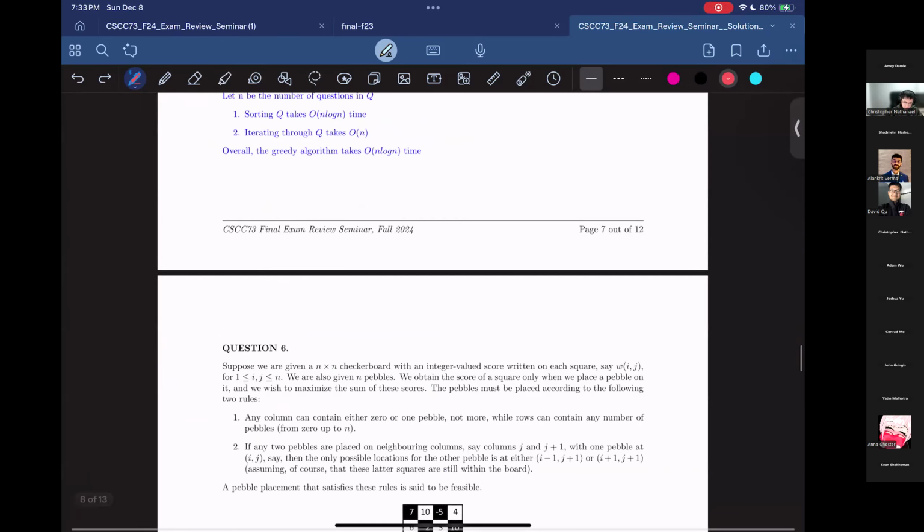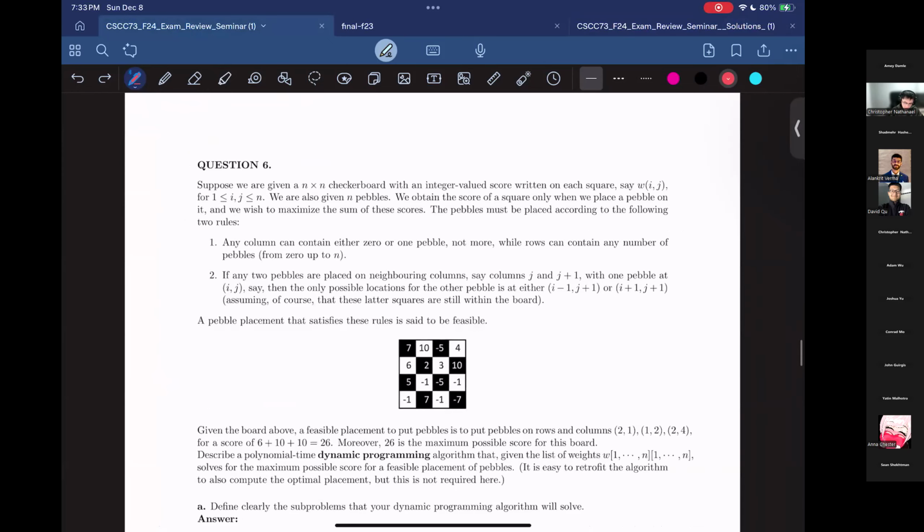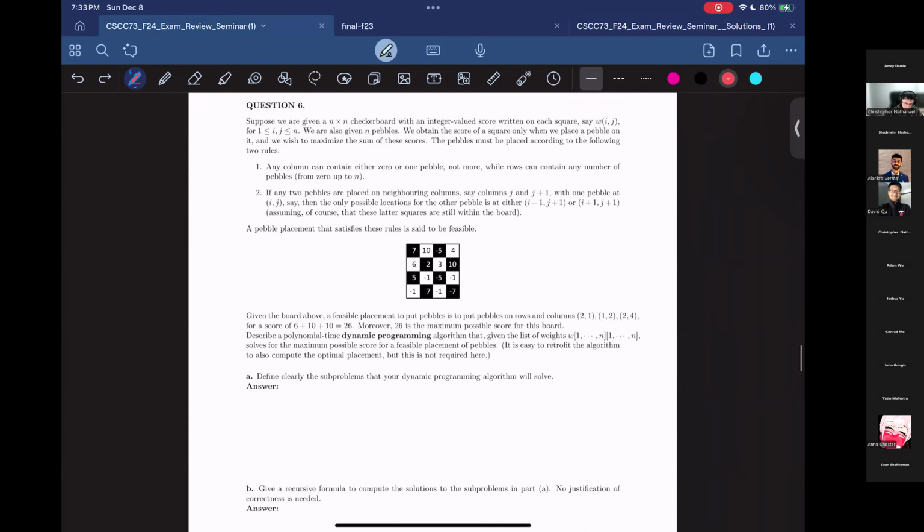Let's move on to the DP problem. I'll give you guys 7 minutes to read this one and think about it. Then let's take it up starting from high level to the exact answer, how we want to go about it.